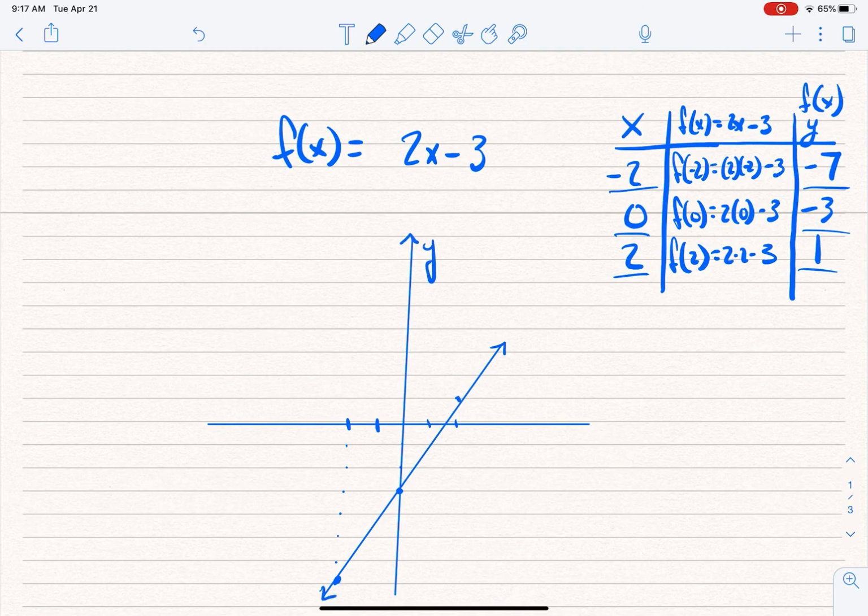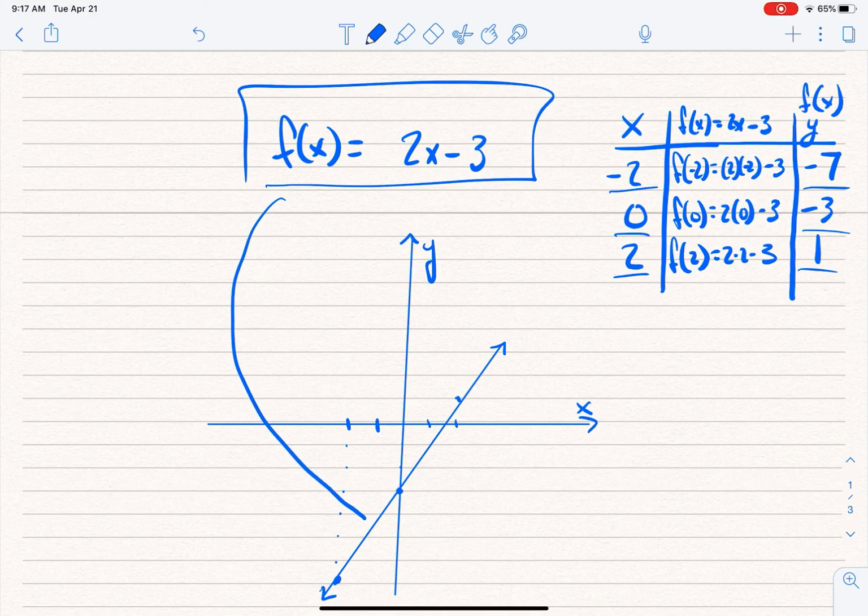Here's our y-axis, this is our x-axis. And so this function right here can be represented by this graph right there. This is a visual representation of that function.